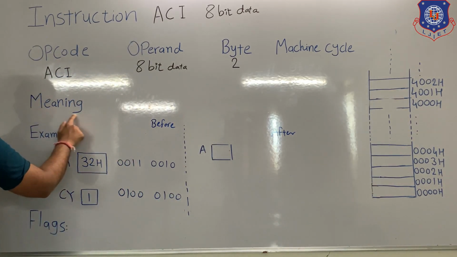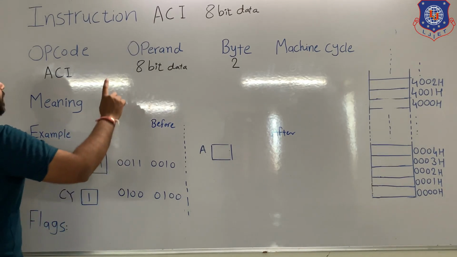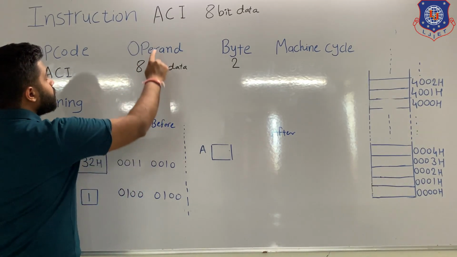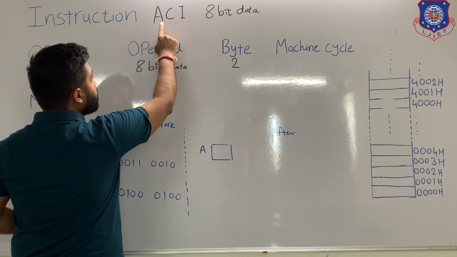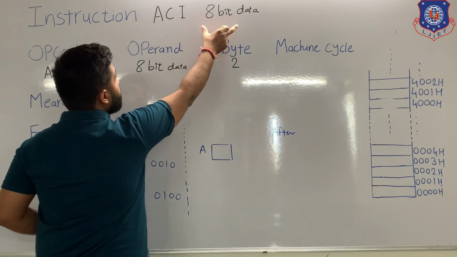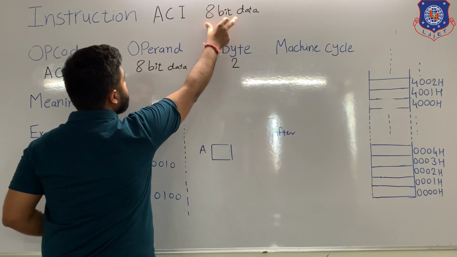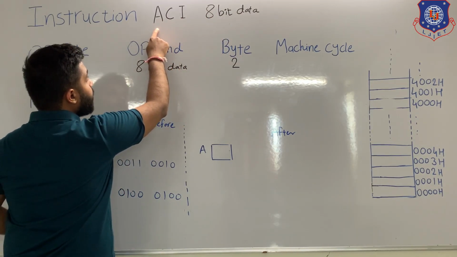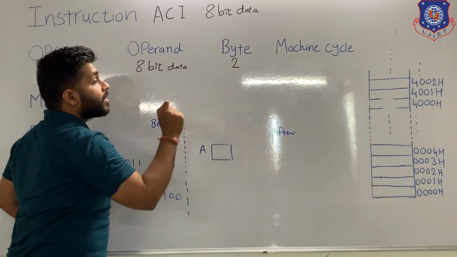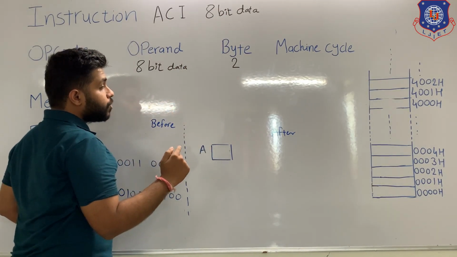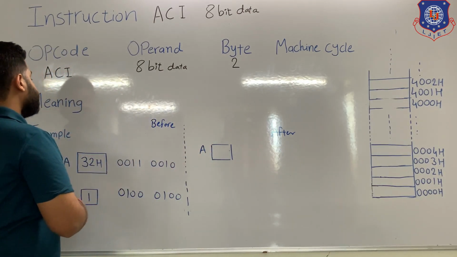What is the meaning of this instruction? ACI 8-bit data means add 8-bit immediate data to the content of accumulator with carry, and the answer will be stored in the accumulator.